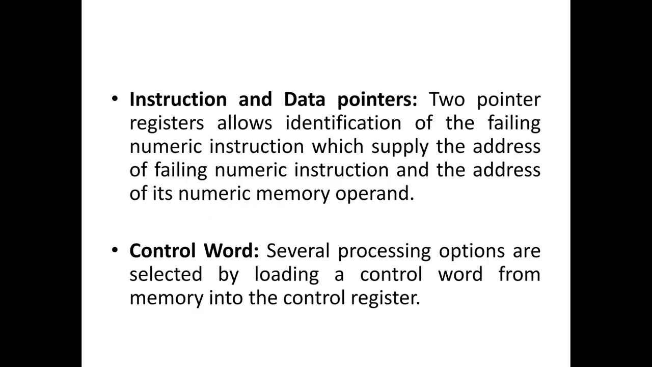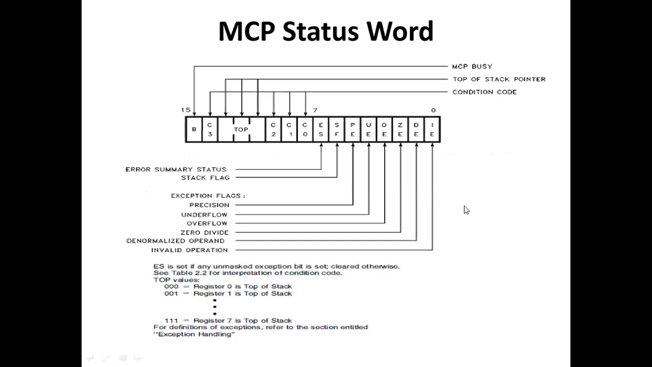The control word: several processing options are selected by loading a control word from memory into the control register. The instruction and data pointers: the two pointer registers allow identification of the failing numeric instruction, which supply the address of the instruction and the address of the numeric memory operand. The MCP status word is shown in the figure.